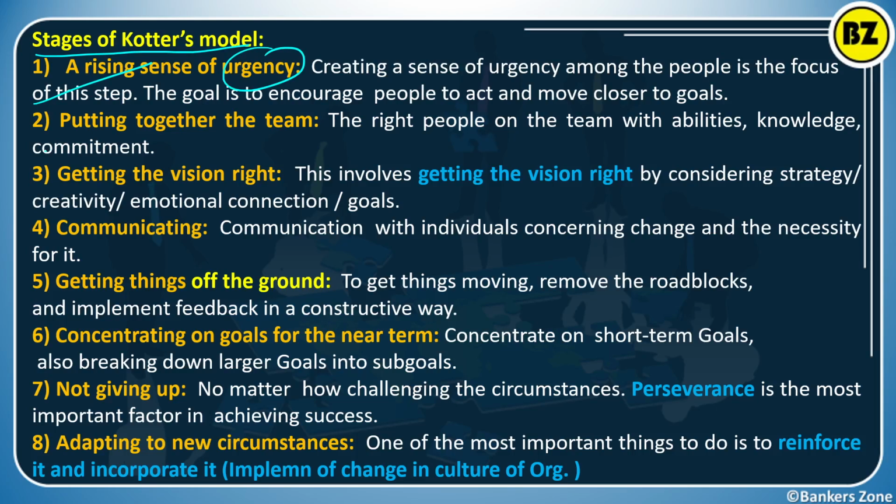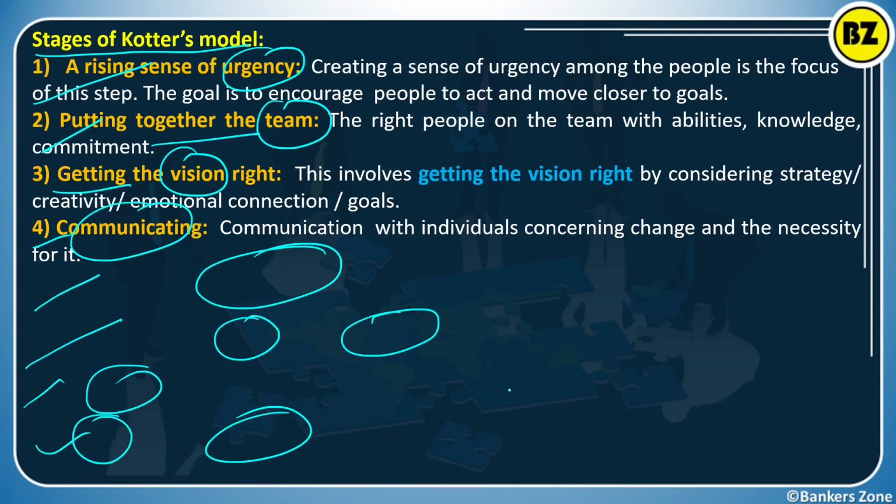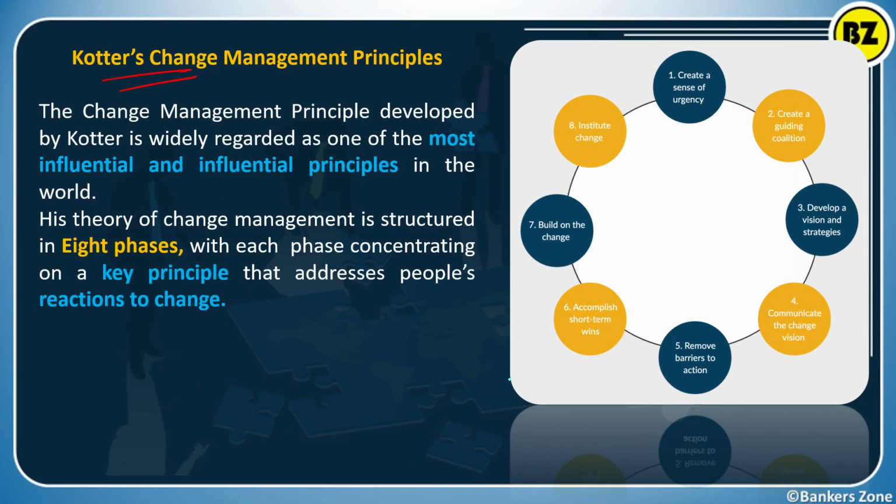Raising a sense of urgency, putting together the team, then getting the vision right, communication, getting off the ground means what? Remove the roadblocks and obstacles, concentrate on the sub goals, that is the near term goals, then never give up and adapt to whatever the new circumstances are, we have to accept it. So the implementation of the change in the culture of the organization. In the same way, I suggest you should learn in a graphical and diagrammatic way. Diagrams are pictorial representations that will help you understand and memorize better than text.